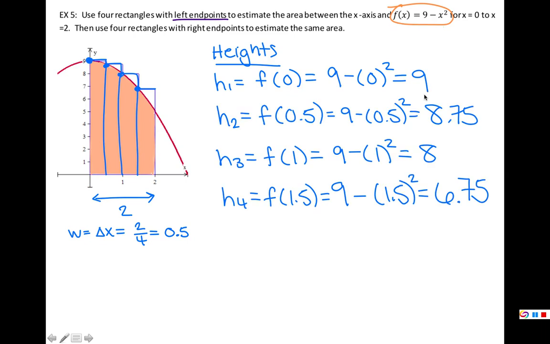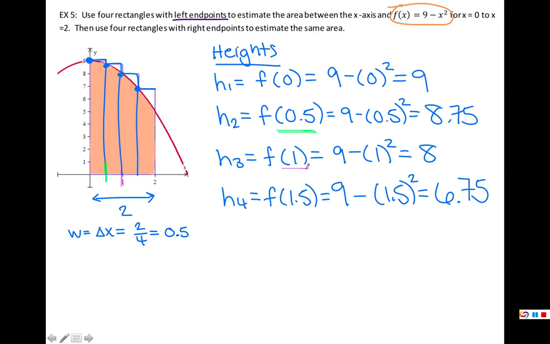The second rectangle, so if you are at the second rectangle and you go to the left side of the second rectangle, you're at 0.5. So we can take 0.5, plug that into our function. 9 minus 0.5 squared should be 8.75. Rectangle number 3, if I move to the left side, I'm at x equals 1. So plug 1 into my function. 9 minus 1 squared is 8. And then finally, that last rectangle, if you move to the left, you're at 1.5. Plug 1.5 in, you get 6.75.